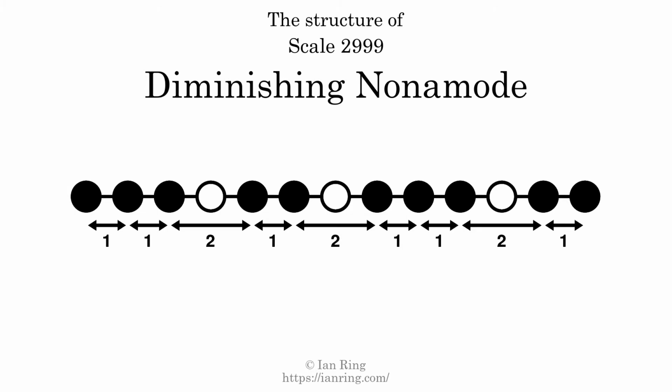The structure of a scale is a description of the interval distance between each successive tone. This scale has a structure of 1, 1, 2, 1, 2, 1, 2, 1, 2.